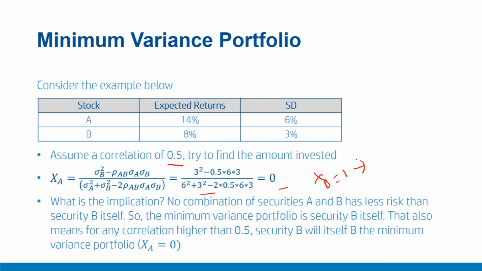That also means that for any correlation higher than 0.5, the global minimum variance portfolio will be obtained for XAs that are less than 0. Or in the absence of short selling, for all practical purposes, we get XA equal to 0 and XB equal to 1. That means for any correlation more than 0.5, the minimum variance portfolio in the absence of short selling will be XB equal to 1 itself. That is, security B will remain the global minimum variance portfolio.